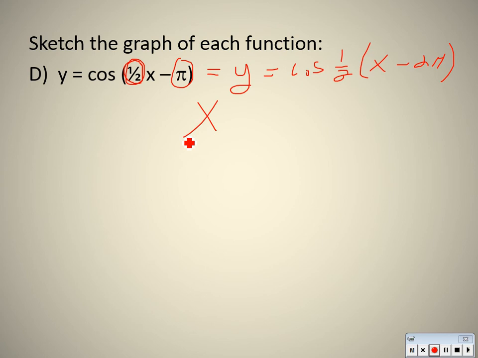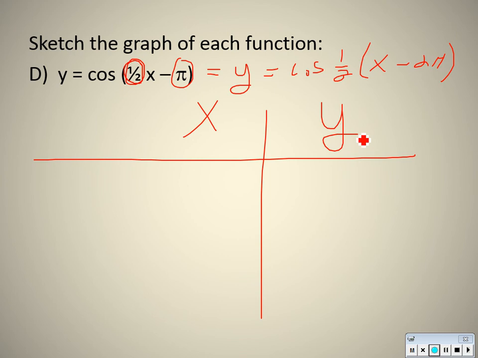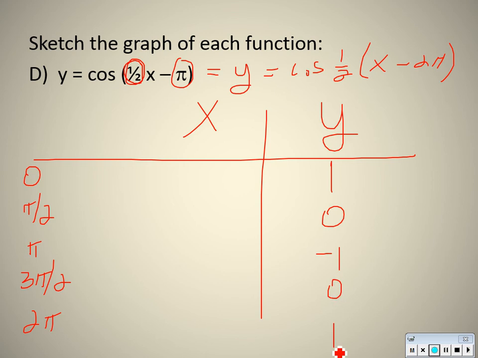So now that I do that, now I can start to do some different things with the x values here. So my critical values for cosine are 0, pi over 2, pi, 3 pi over 2, and 2 pi. My y values, critical values for cosine, are 1, 0, negative 1, 0, and 1. So notice I have this 1/2 here first. So that tells me that the graph is going to have a horizontal stretch. So I'm going to take each of my x values, I'm going to divide by 1/2.